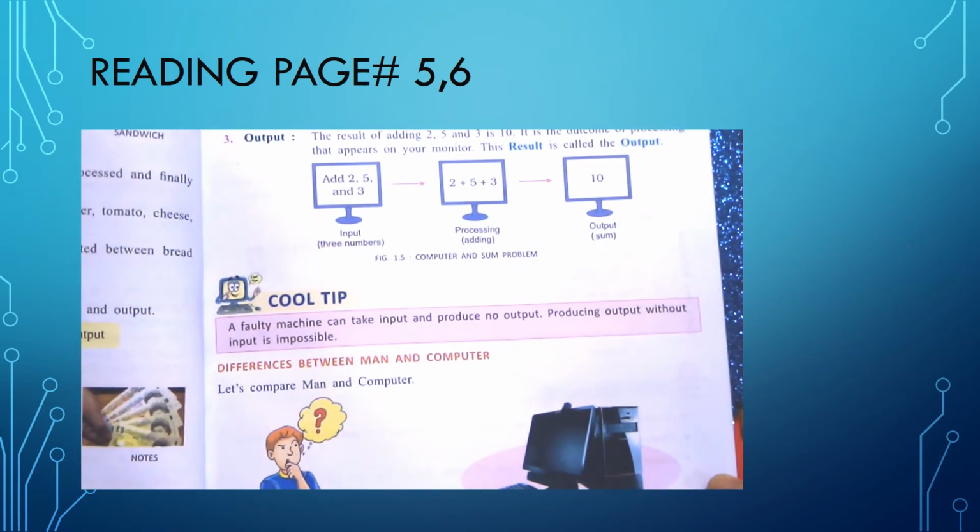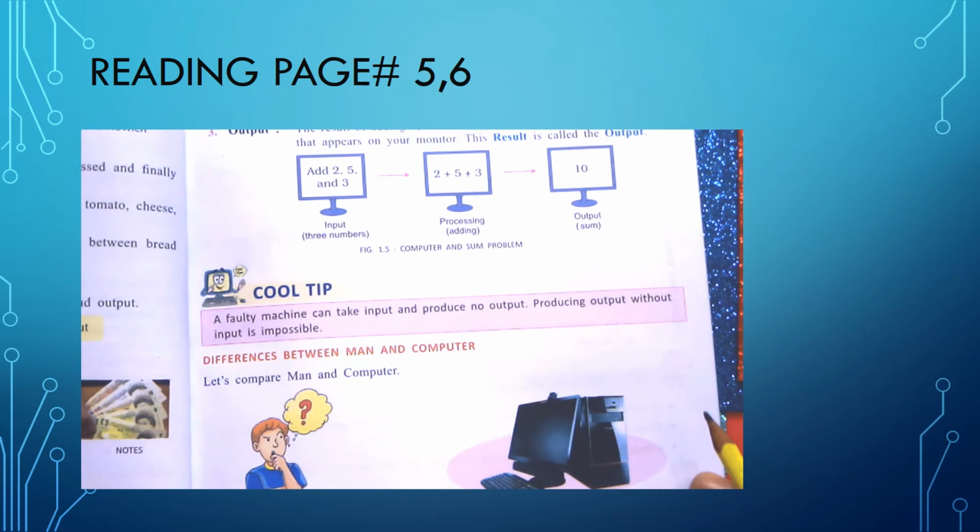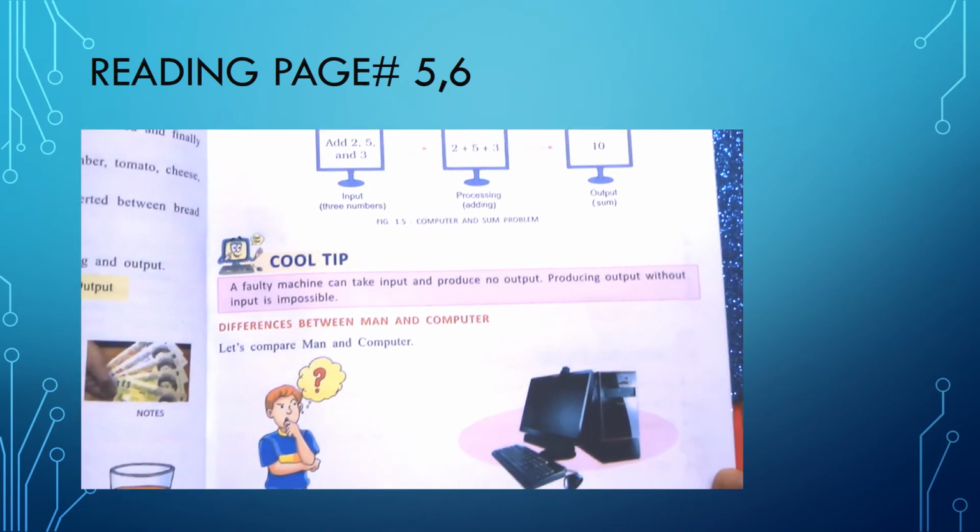Here is a cool tip for you. A faulty machine can take input and produce no output. Input तो ले लिया लेकिन output नहीं दिया. This is your faulty machine. Producing output without input is impossible. बगैर input के आपको output कभी नहीं मिल सकता.